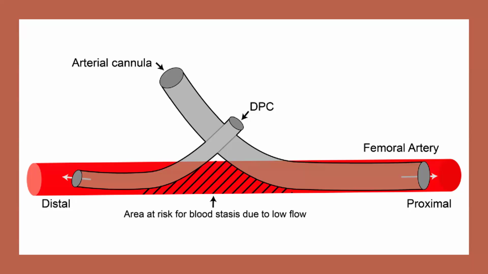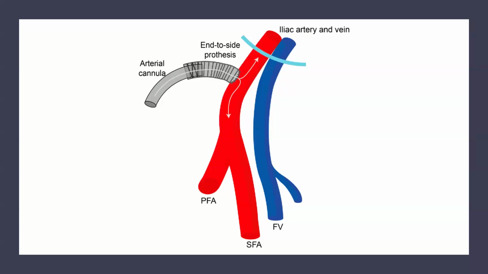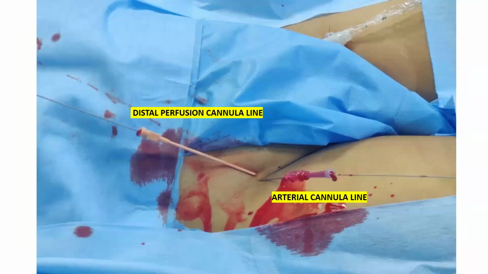Some people can put a graft into the side and put the arterial cannula there. We don't have to put a distal perfusion cannula here. So when we do cannulation, as we put in the arterial line, we put in the guide wire there, and also the distal perfusion guide wire. The distal perfusion cannula line is also put in there, because once the arterial cannula has gone in, we will not get any pulse there. It will be difficult to cannulate the distal femoral artery at that point of time.